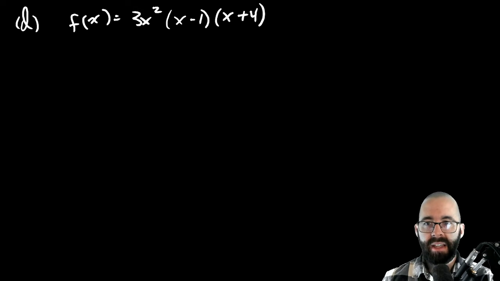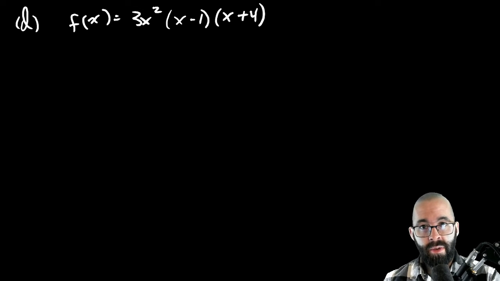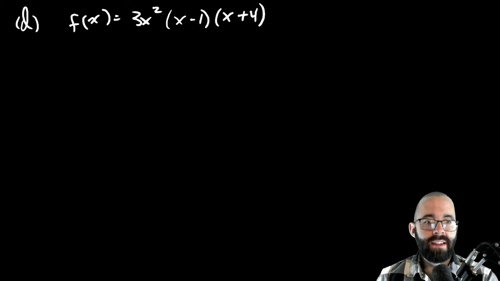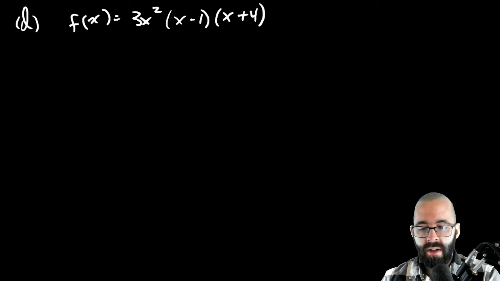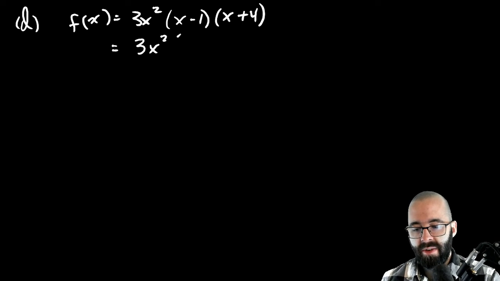There are 3 zeros here. There are 3 roots at 0, +1, and -4. And then you just count those exponents that go with each one to find that this is degree 4. Or you can just multiply this one out. So if you multiply this one out, that's what we can do here.